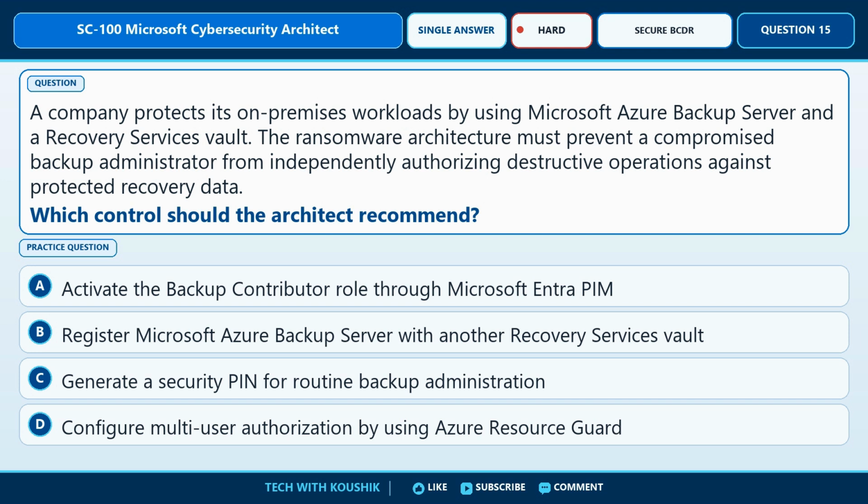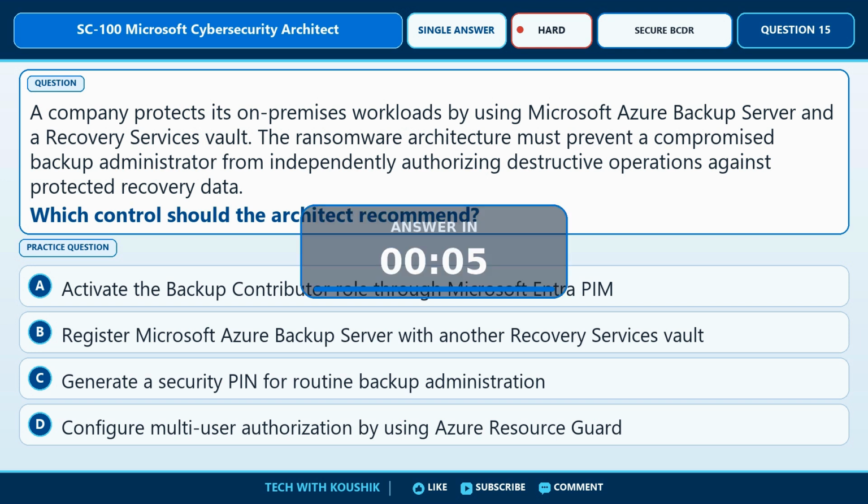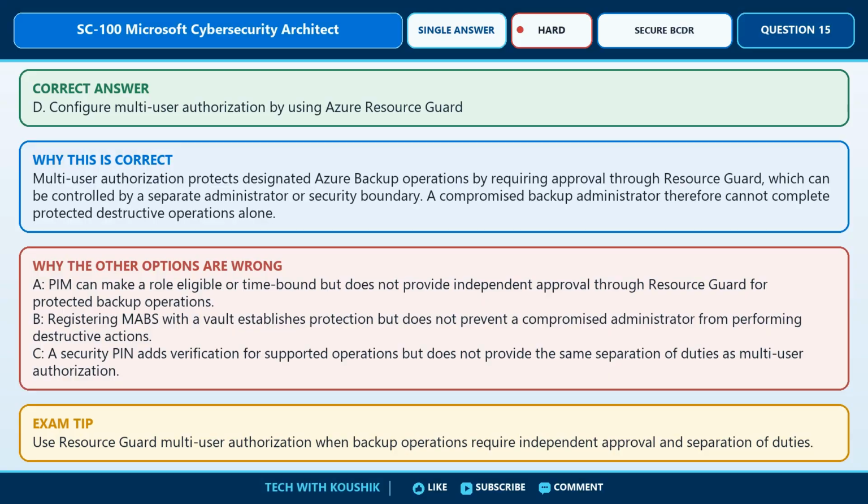Option A. Activate the backup contributor role through Microsoft Entra PIM. Option B. Register Microsoft Azure Backup Server with another recovery services vault. Option C. Generate a security PIN for routine backup administration. Option D. Configure multi-user authorization by using Azure Resource Guard. The correct answer is option D. Configure multi-user authorization by using Azure Resource Guard.